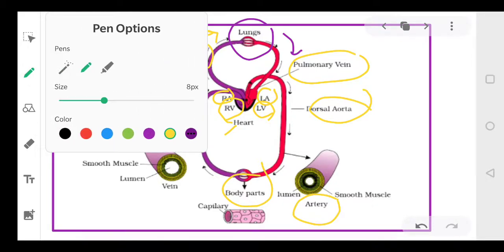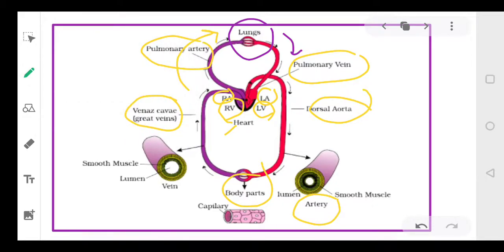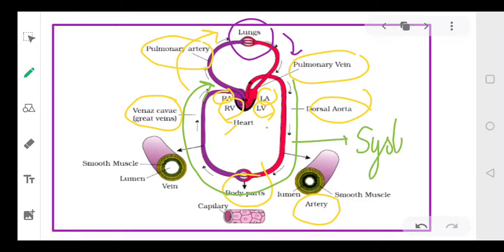Let's use green color. So your systemic circulation starts when the ventricles push the blood, and the blood will come from here till it is back into your right auricle. So this part is referred to as systemic circulation, right? This part is called your systemic circulation.